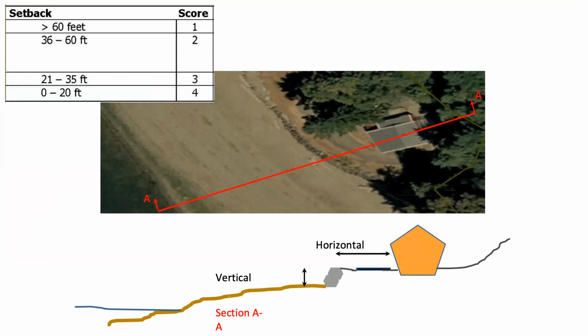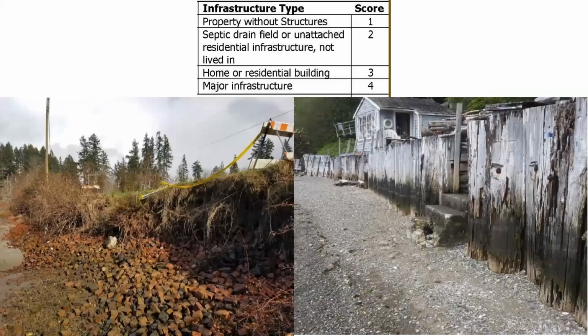It ought to be pretty logical that the closer your structure is to the active portion of a slope or beach, the higher that risk will be to that structure. So when you're looking at the scores, you'll see they go up for lower setback distances. And then our last category here is infrastructure type.